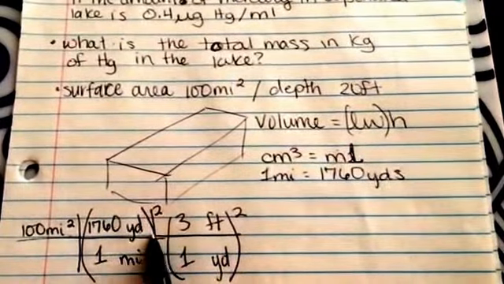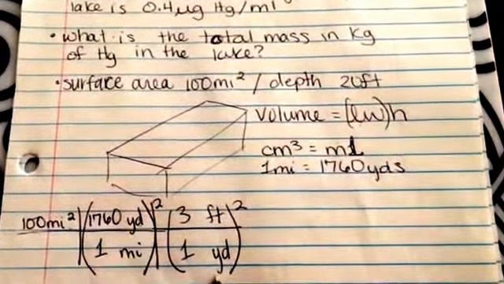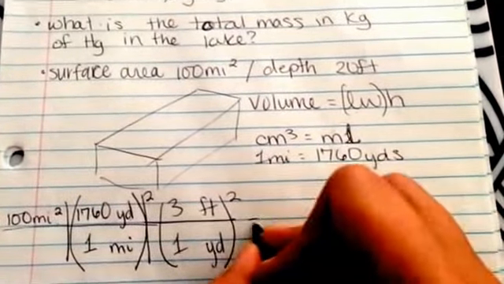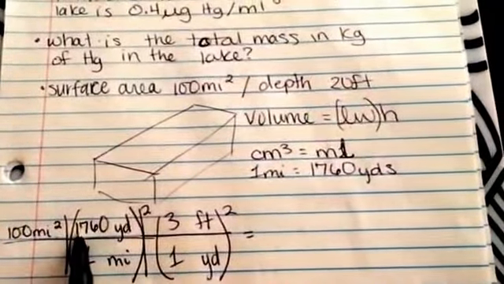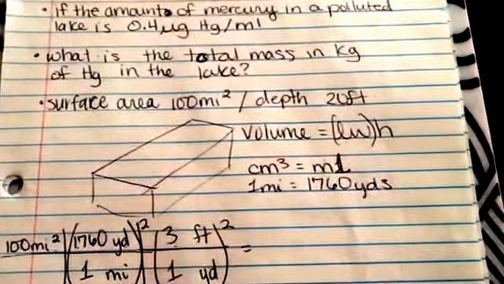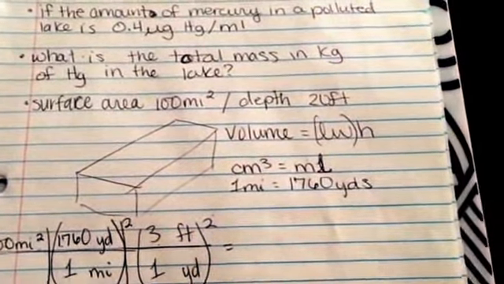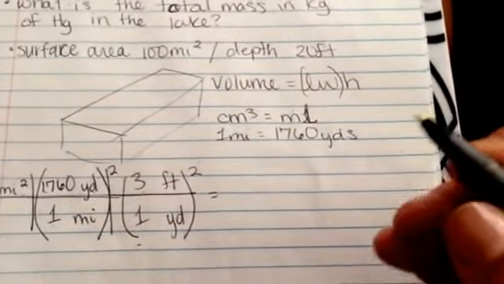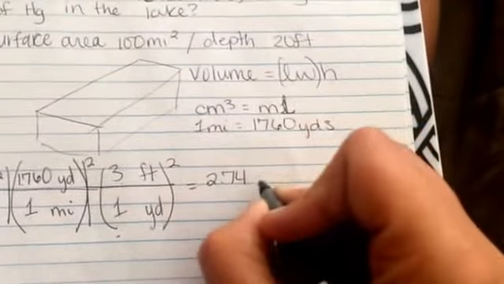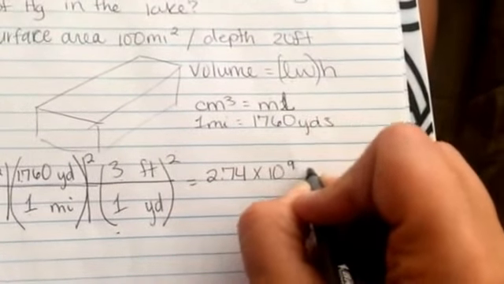And then since this will make this a yard squared, this one is going to also have to be a squared value. When you plug this into the calculator, you're going to go 100 times 1,760 squared times 3 squared, and then divided by 1 divided by 1. After you type that into the calculator, you're going to get 2.74 times 10 to the 9th feet squared.